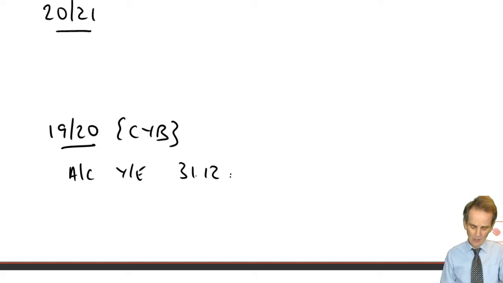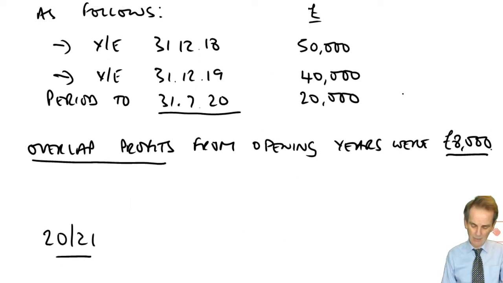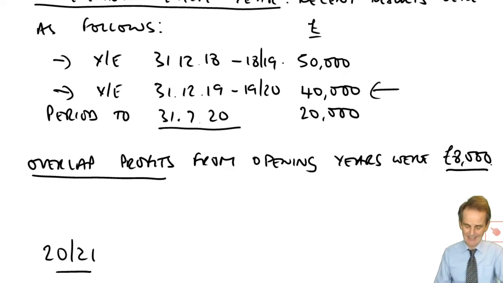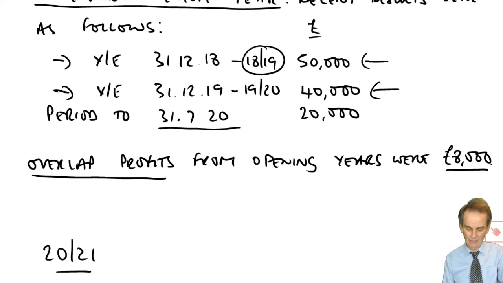Basic CYB: which 31st of December ends in the 1920 tax year? That, of course, is the year ended 31st of December 19. What did we have for the year ended December 19? A profit of £40,000. That's what we're going to assess here in 1920. And obviously the year ended December 18 would have been assessed in the 1819 tax year. If they asked us to compute the assessments for all of the tax years as far as the information provided would allow, the earliest we'd go back to is 1819, assessing the £50,000.